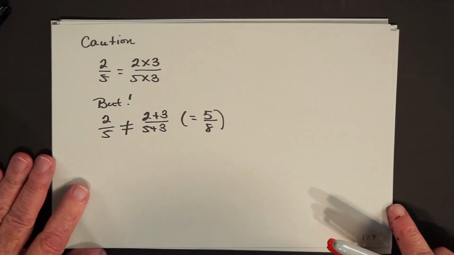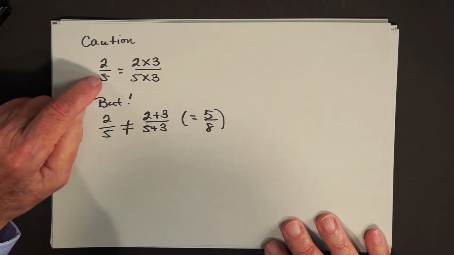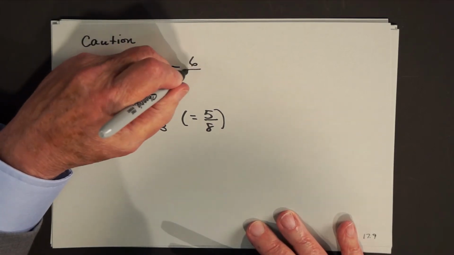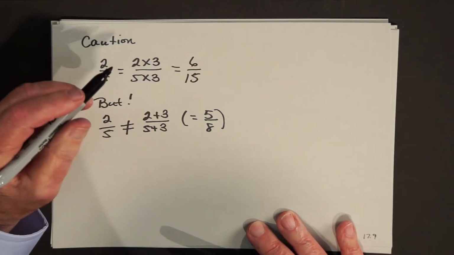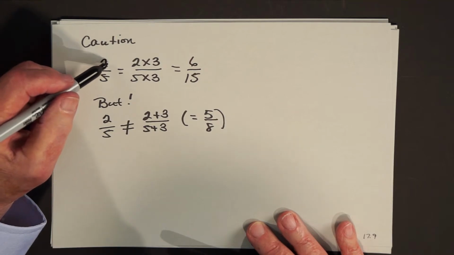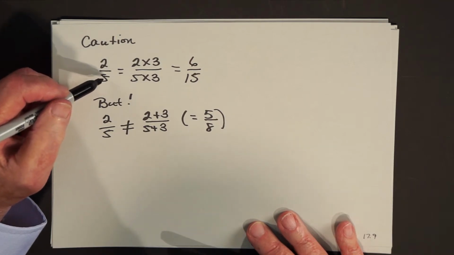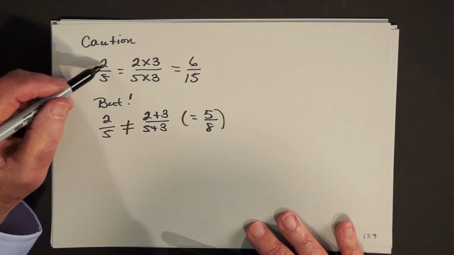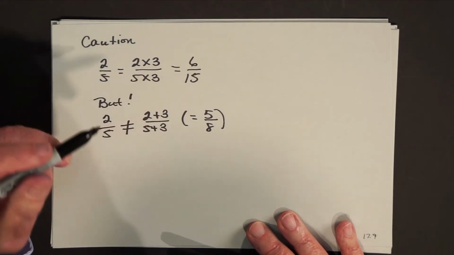Don't allow the students to say, if I do the same thing to top and bottom, I will always get an equivalent fraction. Be very careful about that. For example, if I start with 2/5 and I multiply numerator and denominator by 3, I get 6/15. And these are equivalent, aren't they? If I can buy 2 pens for $5, if I spend $5 3 times, that's $15, I will get 2 pens 3 times, that's 6 pens.